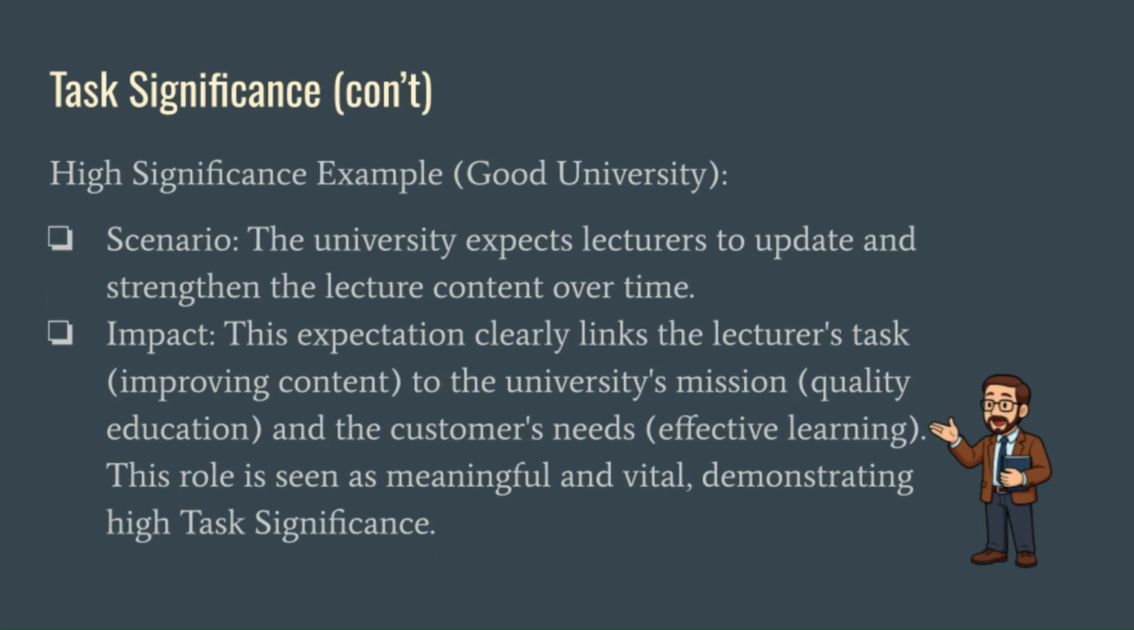High significance example, good university. Scenario, the university expects lecturers to update and strengthen the lecture content over time. Impact, this expectation clearly links the lecturer's task, improving content, to the university's mission, quality education, and the customer's needs, effective learning. This role is seen as meaningful and vital, demonstrating high task significance.